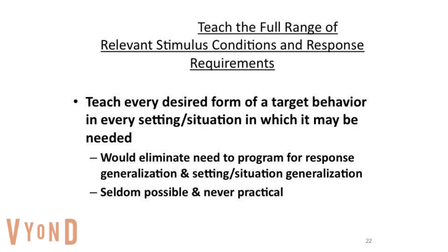The goal is to teach every desired form of the target behavior in every setting or situation that they might need it. I know sometimes that's not possible or practical. You might think that you've planned for everything and then something unexpected comes up. But when we do this to the best of our ability, it would decrease the amount of time that we would need to generalize or to program for response generalization. So again, you're really just teaching them to respond to all different types of stimuli and learn the different types of behaviors they can exhibit.